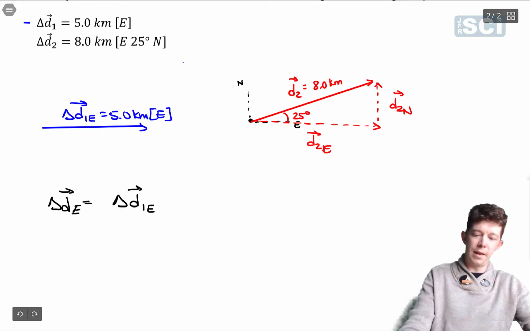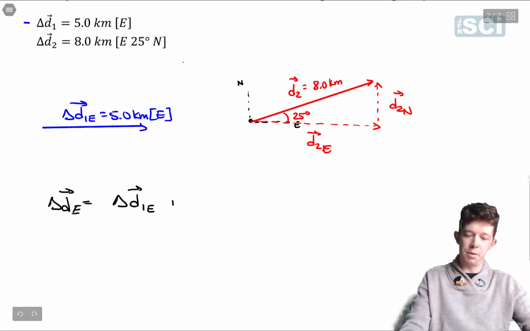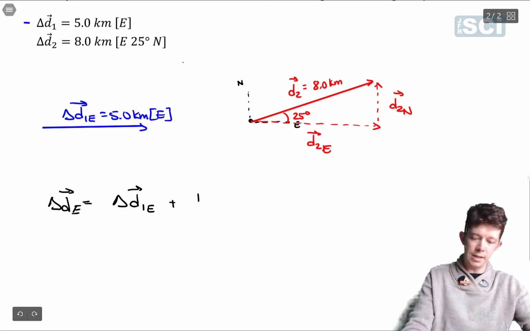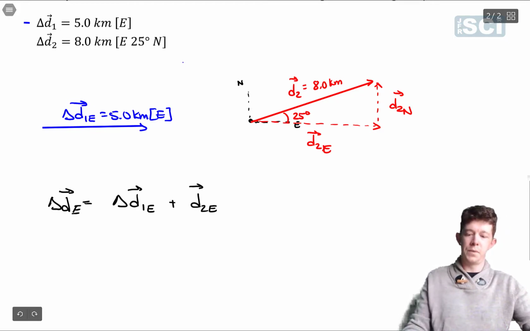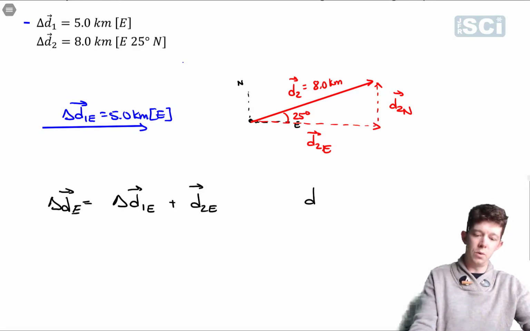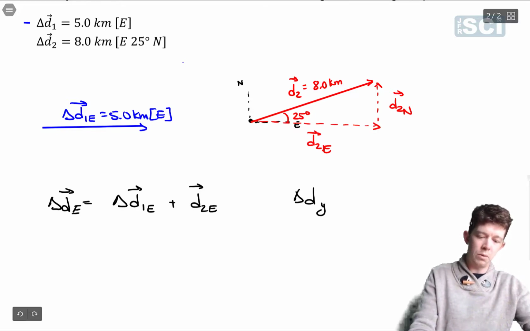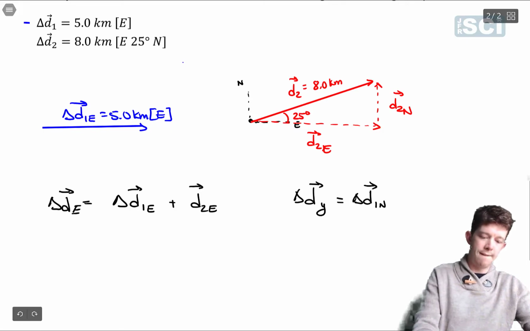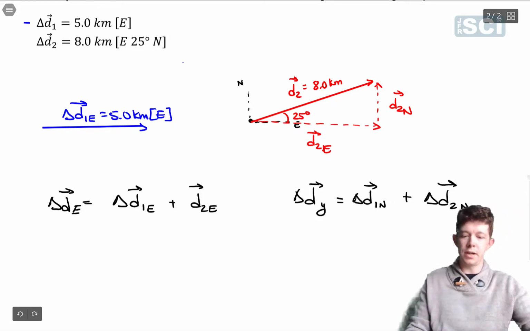So I add the length of the blue one in the east direction plus the length of the red one in the east direction, because there's no other vectors that are going to act in that direction. And then I need the length of the vectors in the y direction. So the total displacement in the y direction is going to be the vector of d1 in the north direction plus the vector of d2 in the north direction. Okay, so let's start in on this.